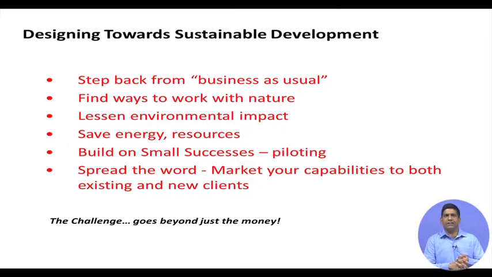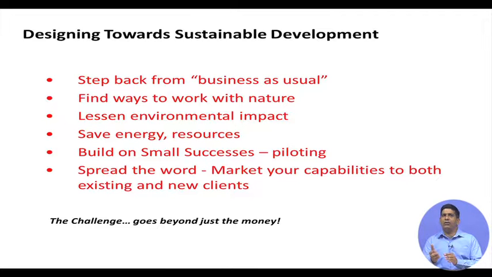Build on small successes, like piloting. Don't try to go for one big thing, and then if it fails, the technology and whatever you're trying to propose gets a very bad name. So you start with small successes, and keep on making a lot of pilots, and then you go for a bigger thing. Spread the word. Market your capabilities to both existing and new clients.